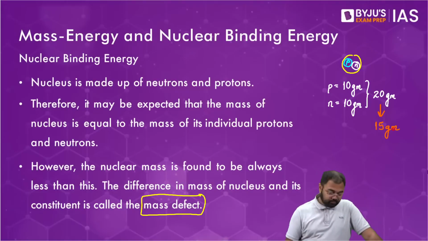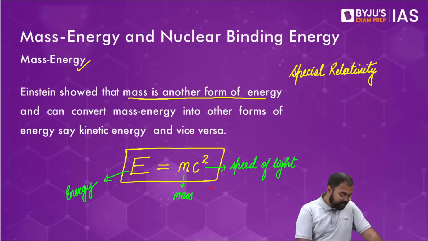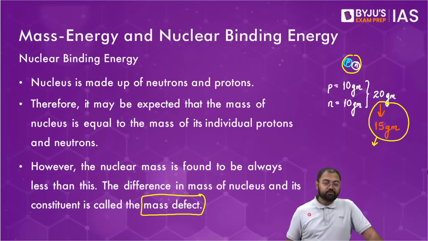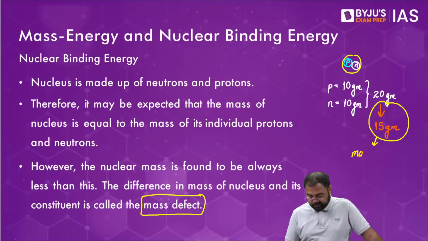And then when Albert Einstein showed that mass and energy are interconvertible, this is where it was understood that this loss of 5 grams was not really a loss of 5 grams, but basically this was mass converting into energy.